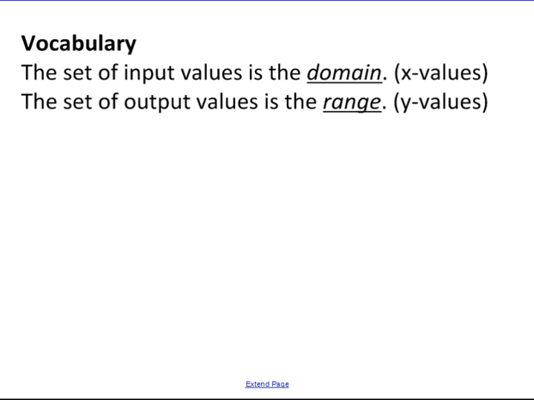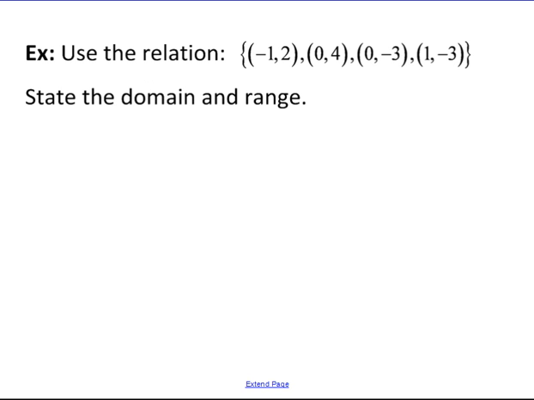Start off with a little bit of vocabulary. The set of input values is called the domain. Those are the x values. The set of output values, that's called the range, and those are also called the y values.